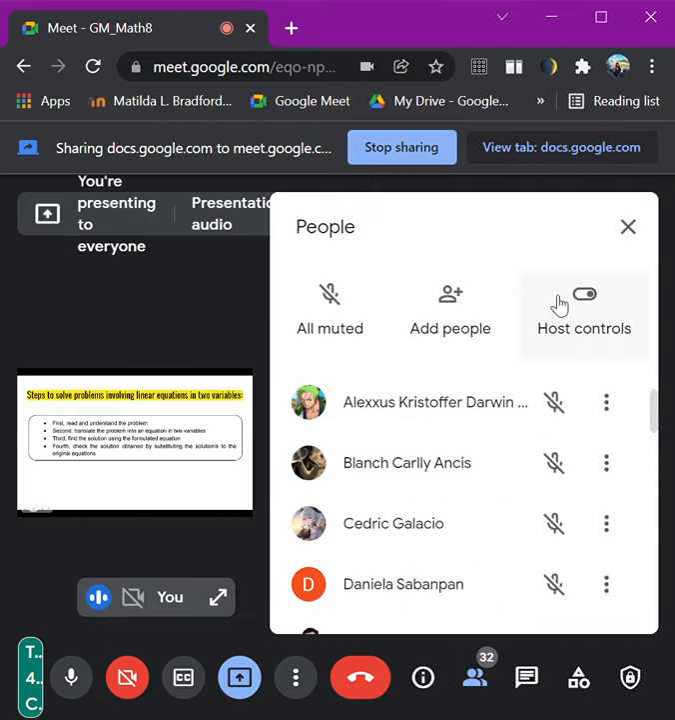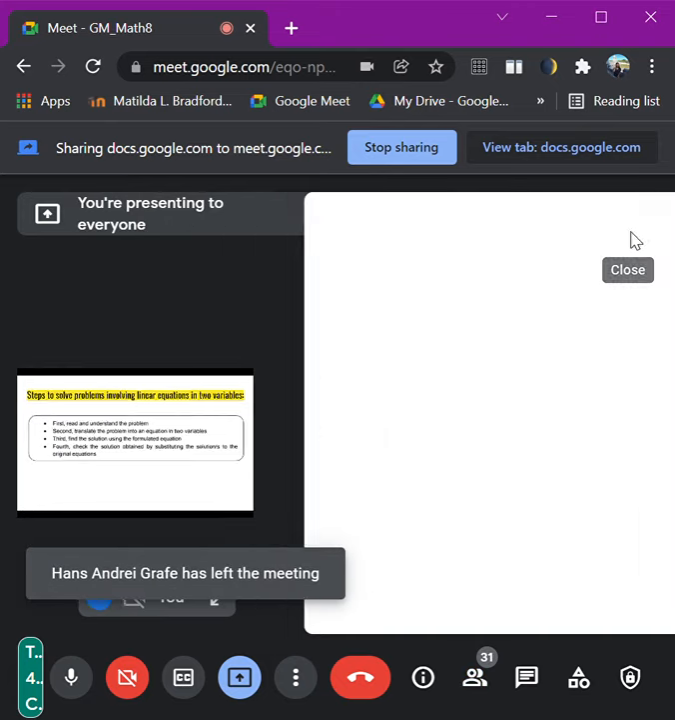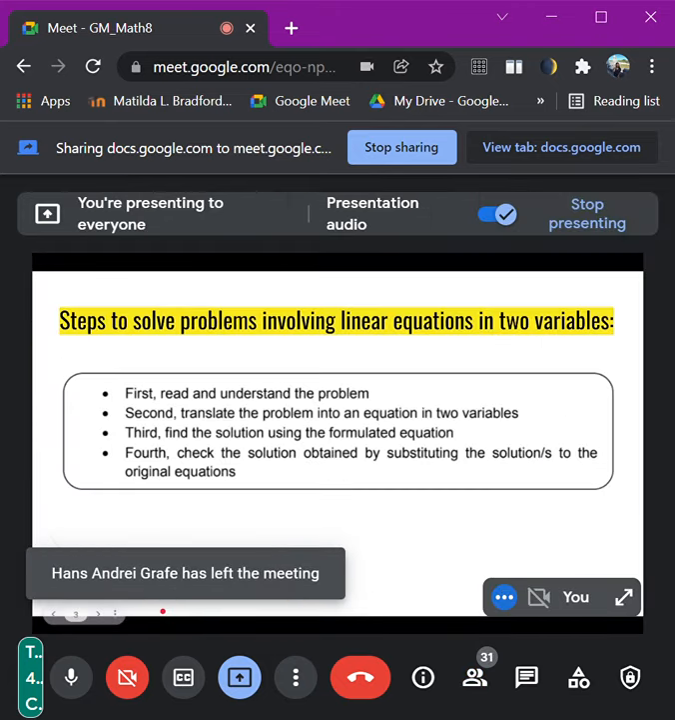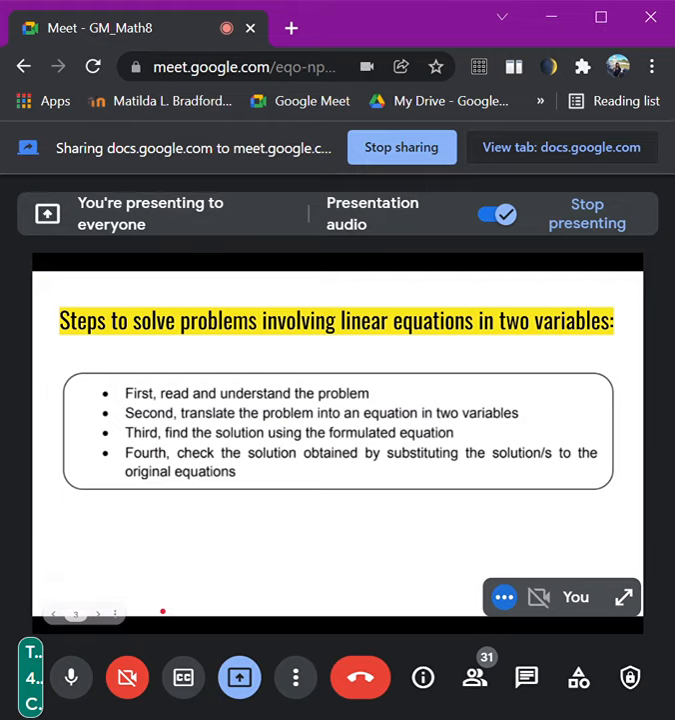Okay. How about Ansys? For the third one. Okay, Chair. Third, find the solution using the formulated equation. Okay, thank you so much. So we have here, for our third one, we need to find the solution using the formulated equation.